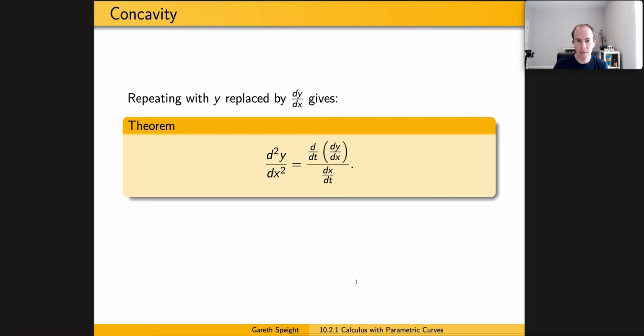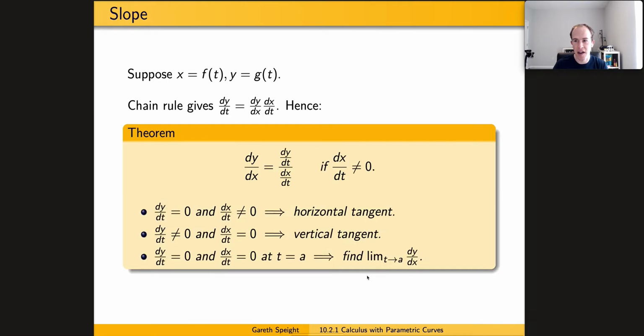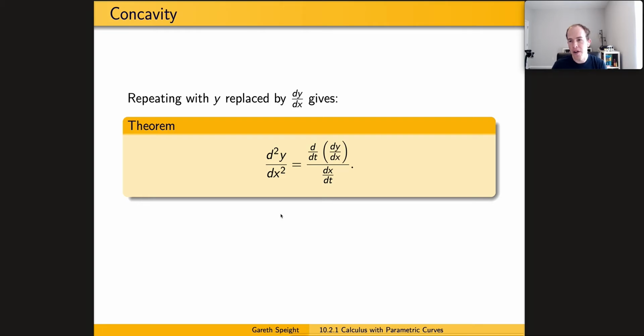Okay, so let's see an example. Oh, well, let's first look at the second order. So this was finding the slope, just dy dx. If we want to find the second derivative of y with respect to x, we can just apply the same formula, but with y replaced by dy dx. If we want to find the second derivative of y with respect to x, which was for finding concavity, it's the same thing as finding the derivative with respect to x, not of y, but of dy dx. So we are repeating the process, but with y replaced by dy dx. So instead of dy over dt over dx over dt, we have the derivative of dy dx with respect to t divided by dx over dt.